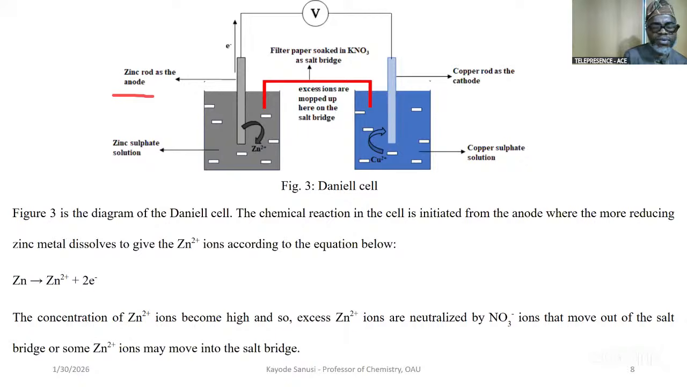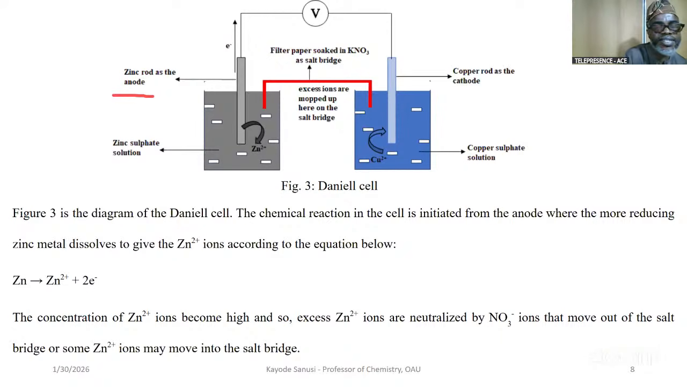with this setup, what is happening in this setup? How is it able to produce electricity? Okay, you need to be familiar with your electrochemical series. Please, I will implore you to go back to your physical chemistry textbook to look at your electrochemical series. All right, zinc is a more reactive metal compared to copper.